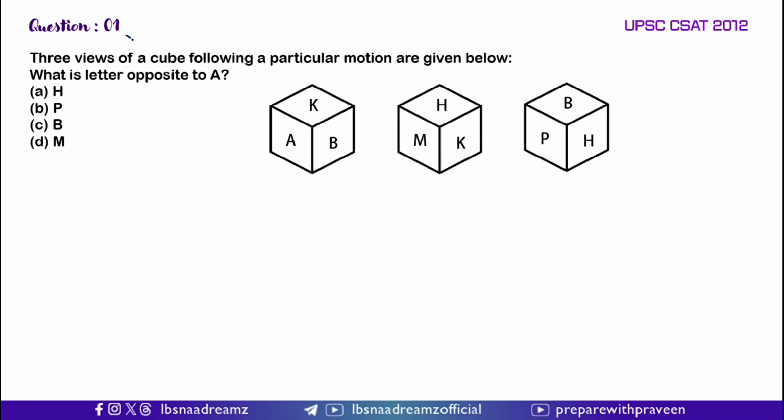Question number 1. 3 views of cube following a particular motion are given below. What is letter opposite to A? So they have given 3 positions of a cube. Let us take this position as A, B and C, right?